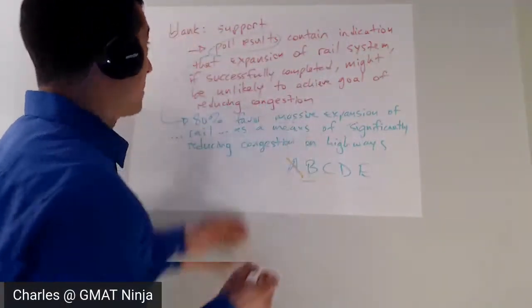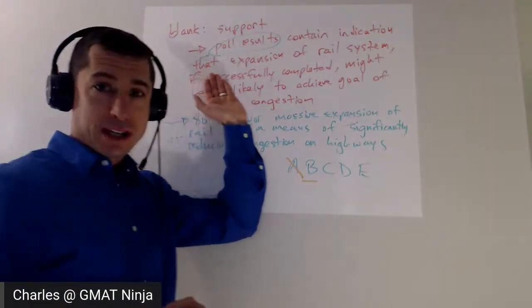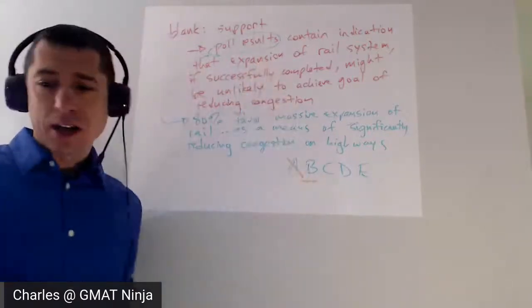So I don't know. That sounds like something that's going to support this idea that the rail system won't achieve the goal of reducing congestion. So we can hang on to B.